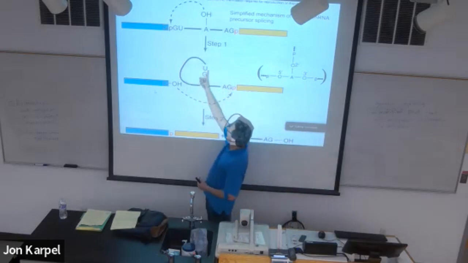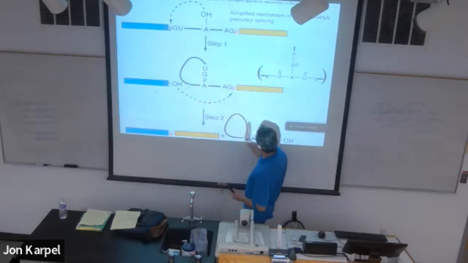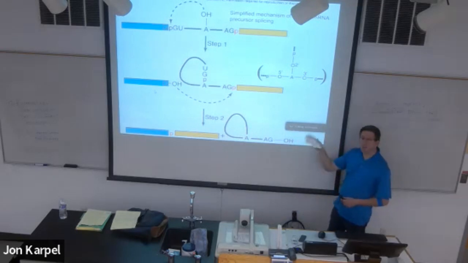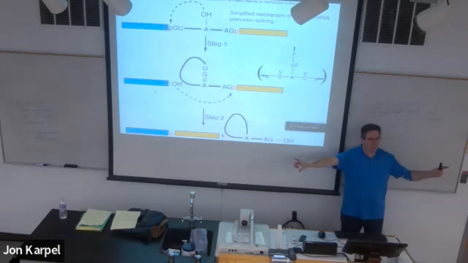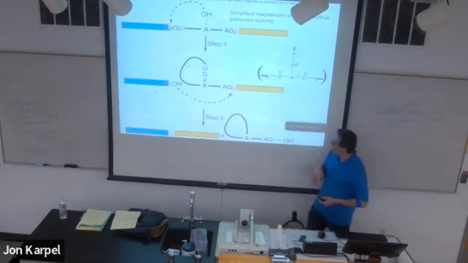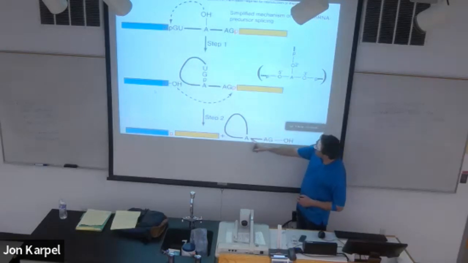So they make a lariat structure with the intron, cut it out, and then usually the lariat is degraded. So it's cut back into pieces. So it seems kind of wasteful, right? To make an RNA and then cut chunks of it out and degrade it. I will give you a hint. I don't know if it's gonna be this week or next week.